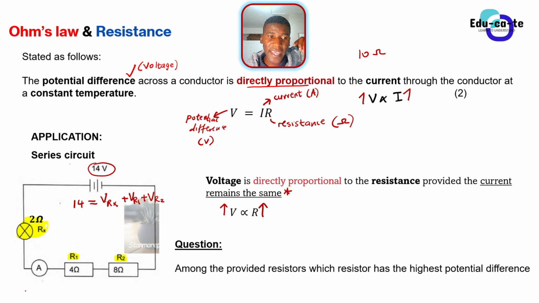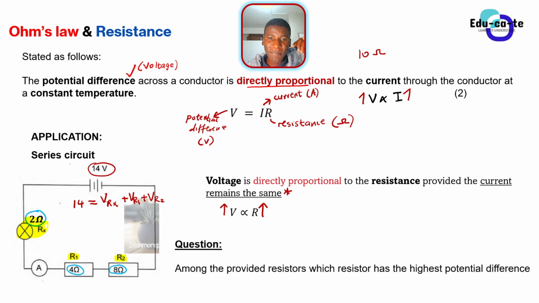So here, if we compare these 3 in terms of their resistances, Rx is 2 ohms, R1 is 4 ohms, and R2 is 8 ohms. You can see that the greatest is R2. So R2 has got a bigger resistance. It is the one that is the most resistant to the flow of current. Remember, resistance is just opposing the flow of current. So R2 opposes the flow of current the most out of these 3 resistors.